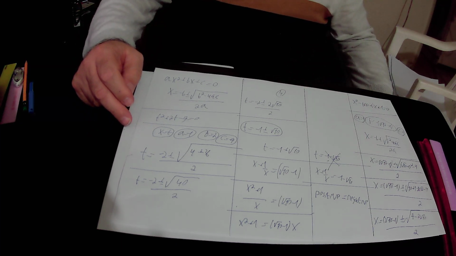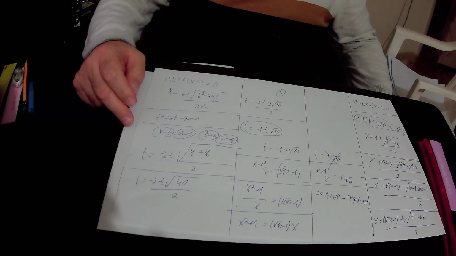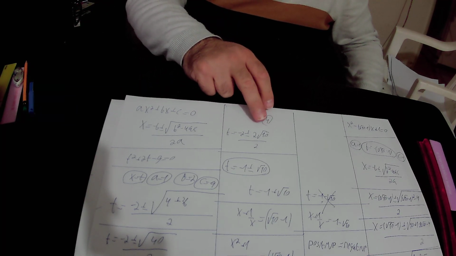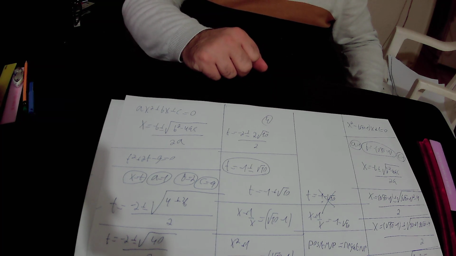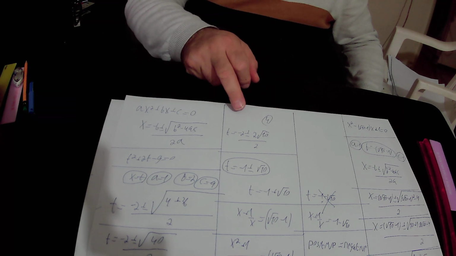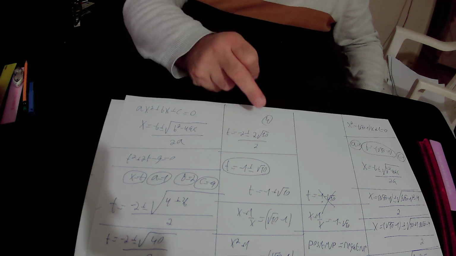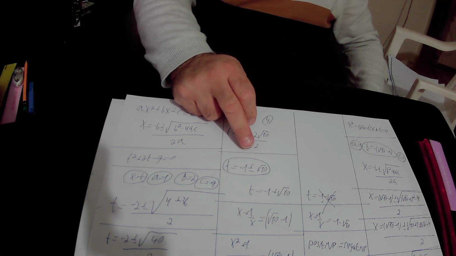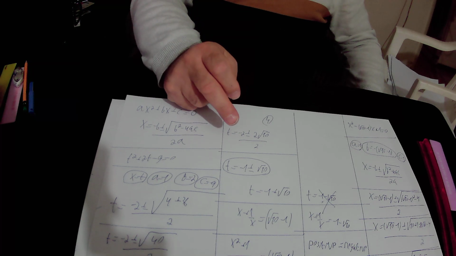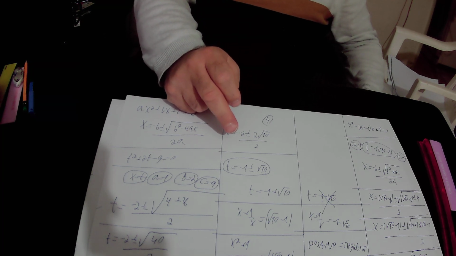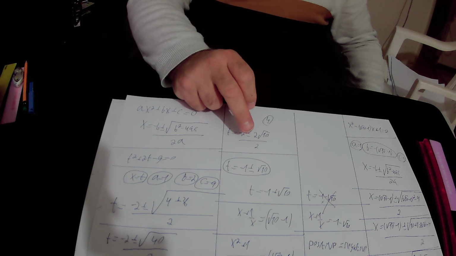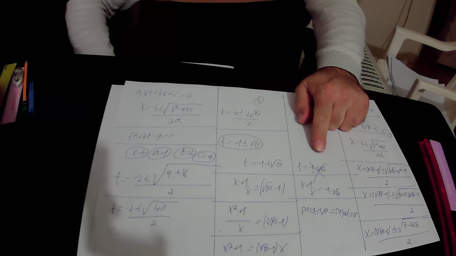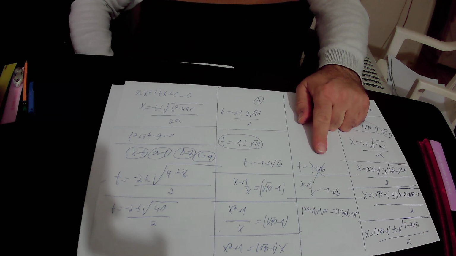But 40 is 4 times 10, and the square root of 4 is 2. So in conclusion, we found out that t equals to minus 2 plus minus 2 times square root of 10 over 2. So here we divided this equation by 2, and minus 2 over 2 is minus 1. 2 over 2 is 1, so in conclusion we found out that t equals to minus 1 plus minus square root of 10. So here we will have two solutions that are possible for t. The first solution for t is t equals to minus 1 plus square root of 10, and the second solution is t equals to minus 1 minus square root of 10.